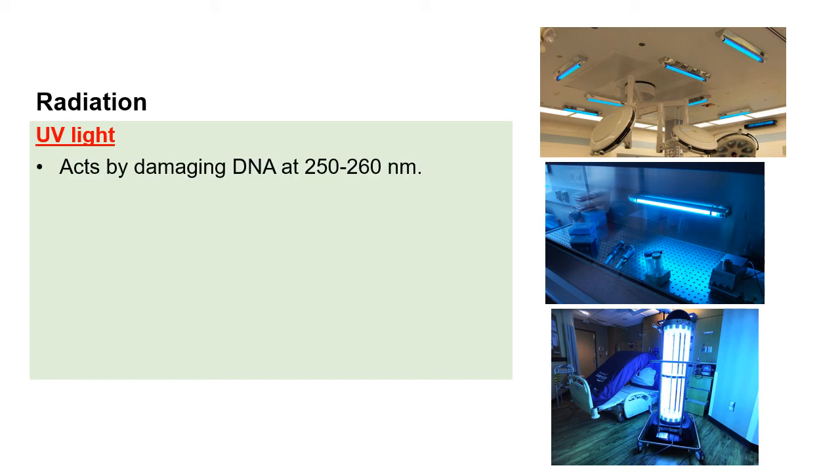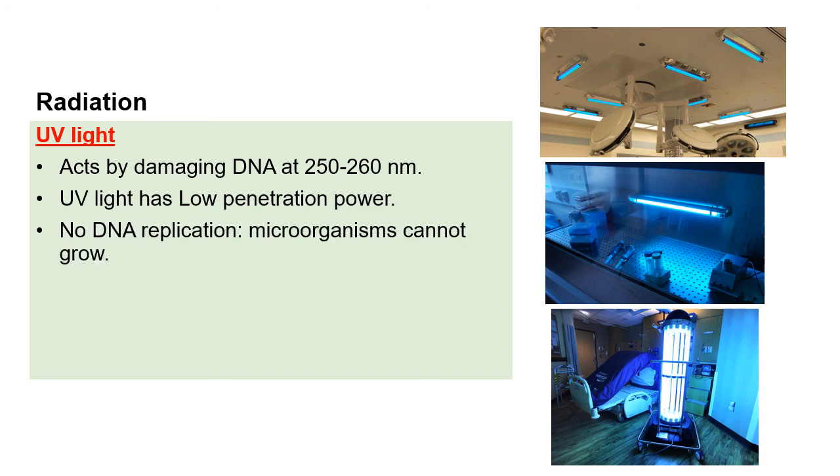UV light actually works by acting on the DNA of the bacteria or the pathogen, and it causes damage to the DNA. And if you are using UV light, it has what we call low penetration power. So because of this low penetration power, it does not penetrate effectively through surfaces. So we only use it to sterilize the surfaces. It will prevent the bacteria from growing because there will be no DNA replication.